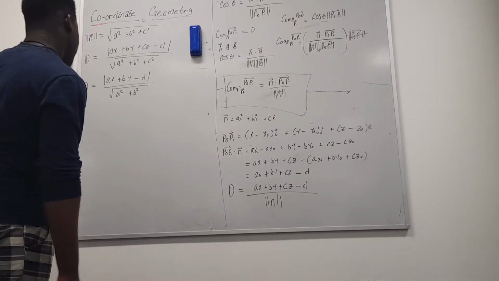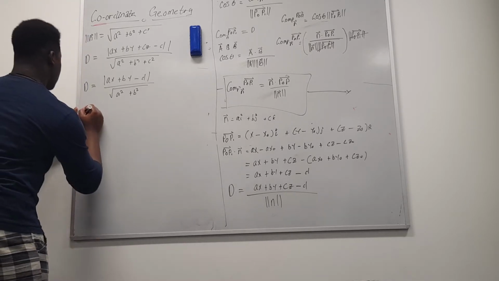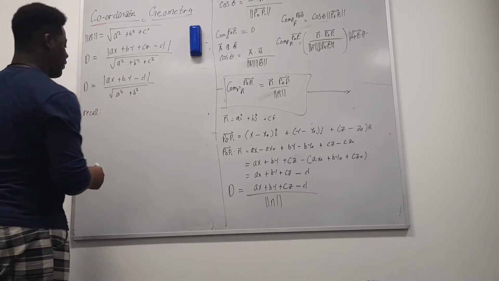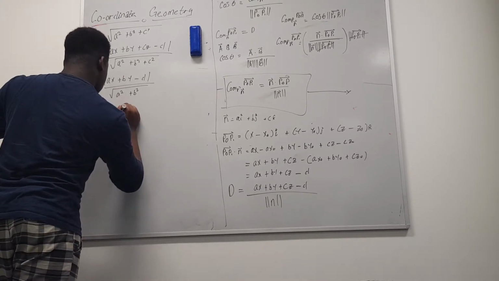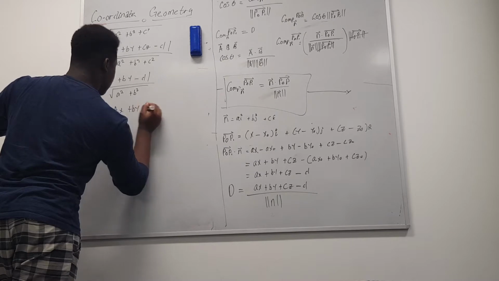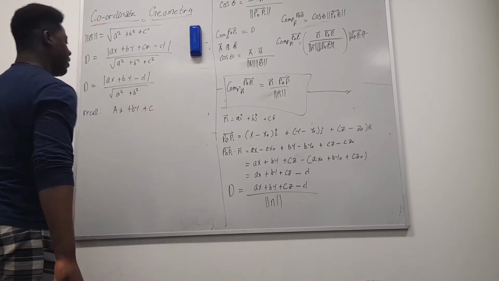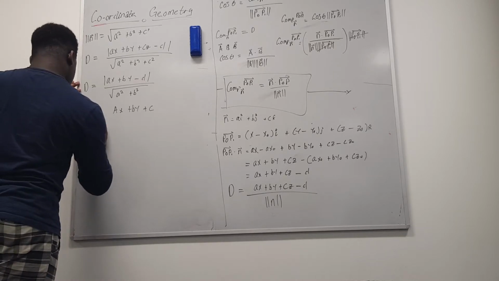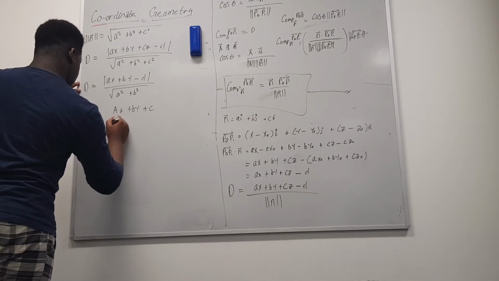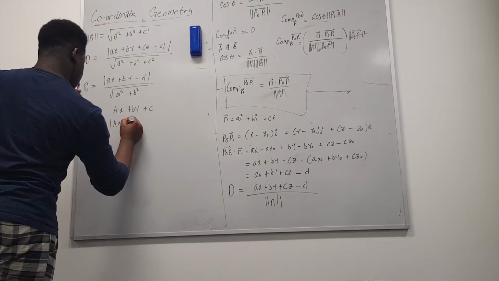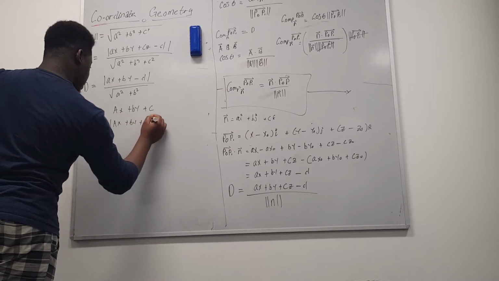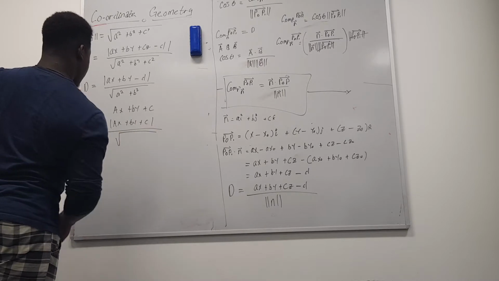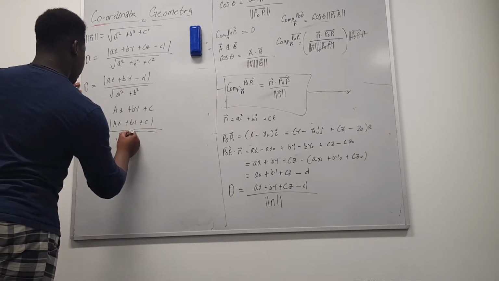That's everything. Now the interesting part is that if you recall, the general form of the equation of a line is ax plus by plus c, right? This is exactly the same thing. So I can write that the distance between a point and a line is the absolute value of ax plus by plus c divided by the square root of a squared plus b squared.